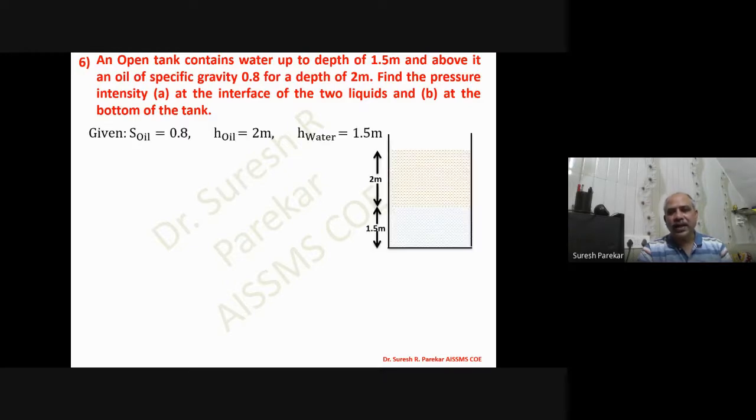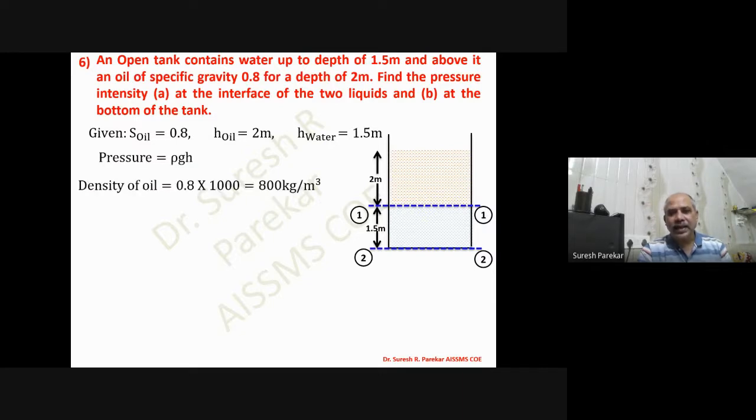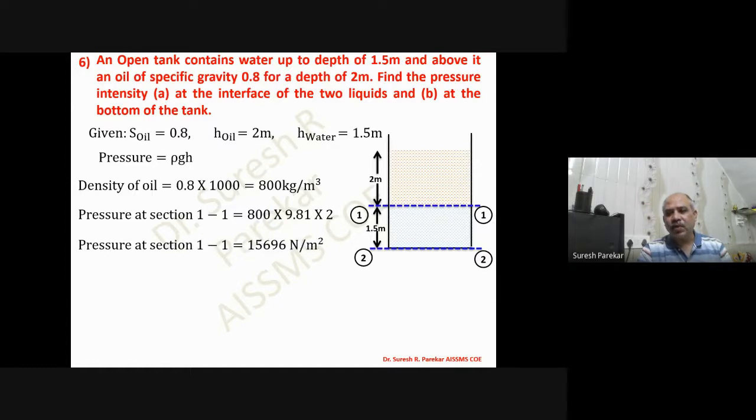So this is the given data, and we have this diagram. Now you can see below 1.5 meters we have water, and above this we have oil. We are interested to find the value at 1-1 and the value at 2-2. So at 1-1, rho gh, and we have to consider only oil in that case. Here h is 2 meters, and the value comes to 15696 Newton per meter square.